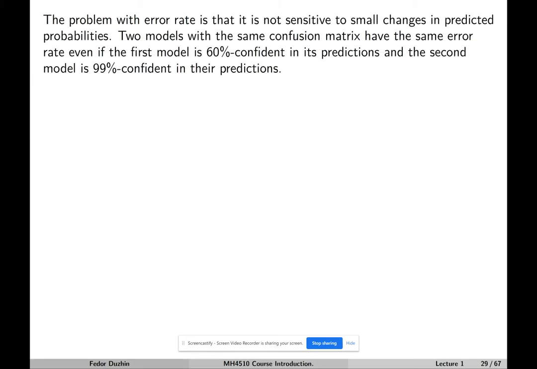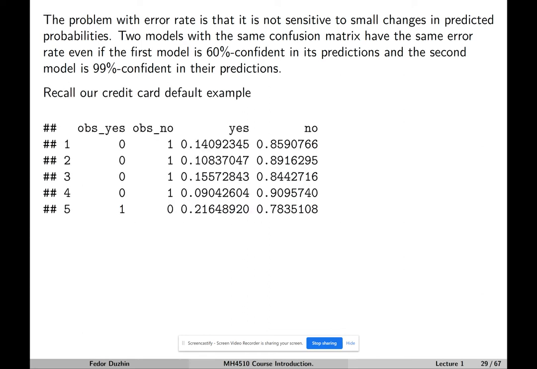Now the problem with this error rate is that it's not sensitive to small changes in probability. It does not rely on probabilities at all. Which means that if we have two models that produce the same predictions, but one model is 99% confident and the other model is only 60% confident, the overall error rate is going to be the same. But of course, we want to pick the model that is more confident. So from this point of view, it is better to assign an error rate in a way that takes into account these confidence levels. And here is our credit card default example.